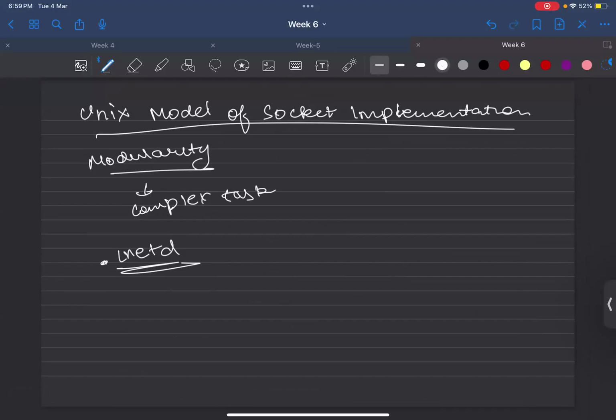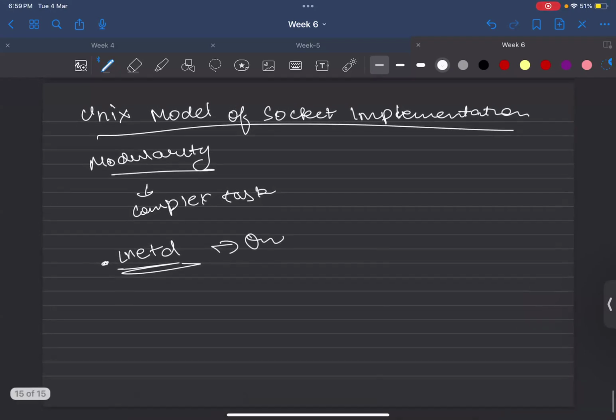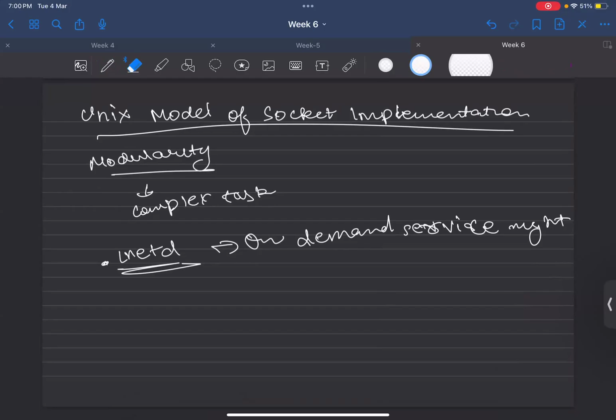What is a daemon first? Ma'am, I think a background process which is working behind the connection. Yes, absolutely correct. A daemon is basically a background process. Now coming to INETD, it is basically on-demand service management. It starts a specific service only when it is needed. We'll discuss all these things in detail in the socket programming part. Don't worry about that.